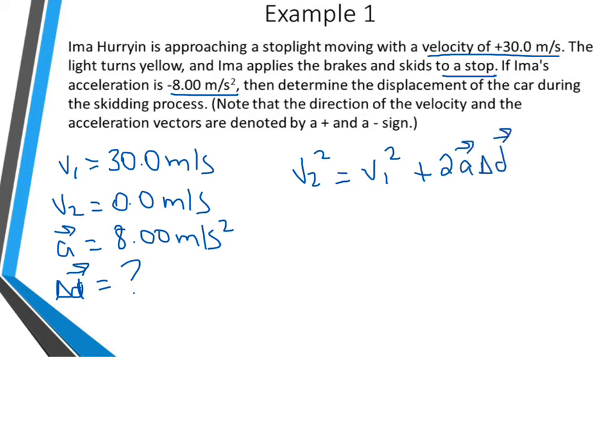So this is the equation that we're going to need to use. So we're going to need to rearrange it to get delta D by itself. So I'm going to show that. So we're going to start. I'm going to move the V1 over. So I'm going to subtract it.